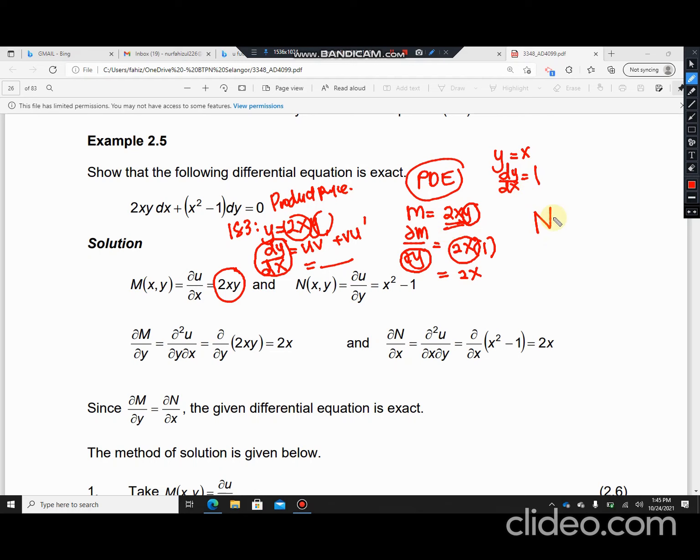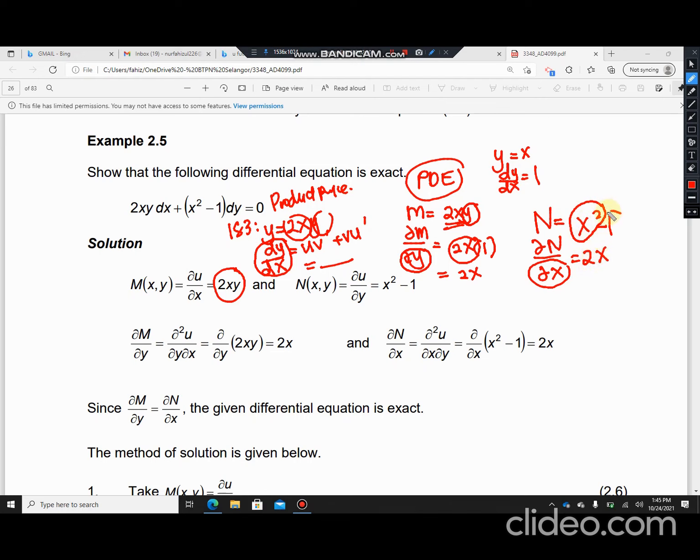How about N? If you are given N equals to x square minus 1, so kat sini syarat dia kita nak delta N, delta x. Nampak tak kat sini kita fokus pada x. Pada x, so awak cari dekat sini. This one is x square. Differentiate x square, you get 2x.